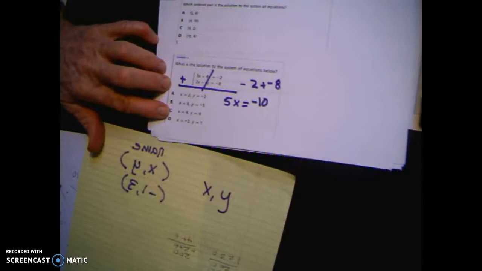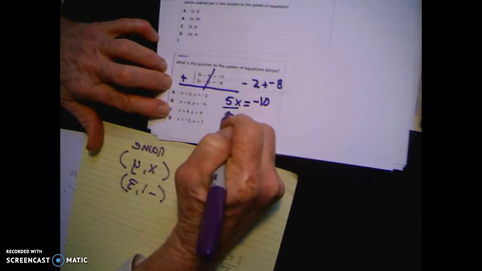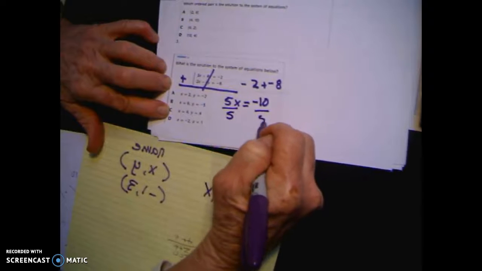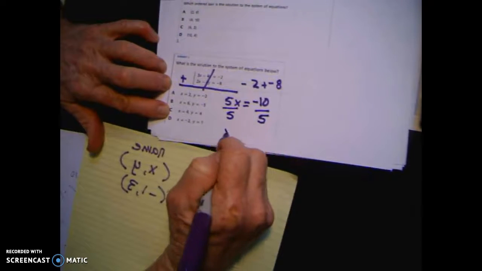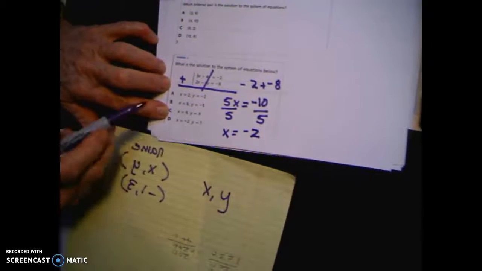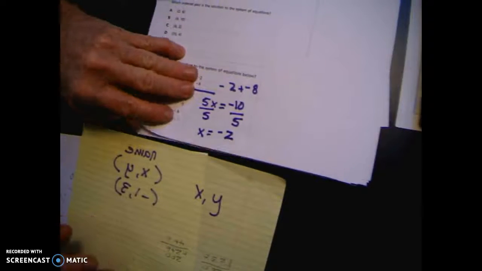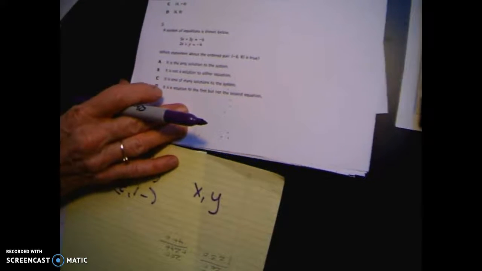In order to find my x, the opposite of multiplication is division. I'm going to divide both sides by 5, and I'm left with x is equal to -2. I quickly scan my answer choices. It happens to be that that is the only one. Okay, let's keep moving. So far so good, nothing really very challenging.